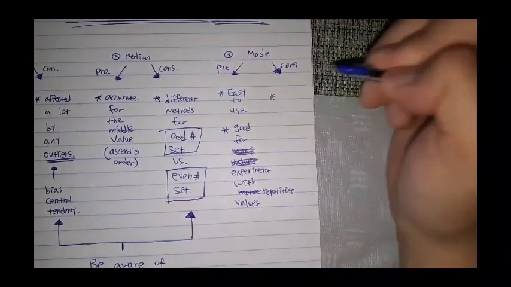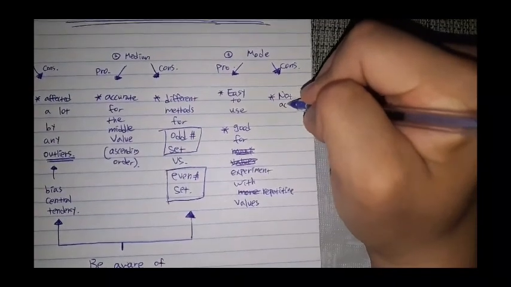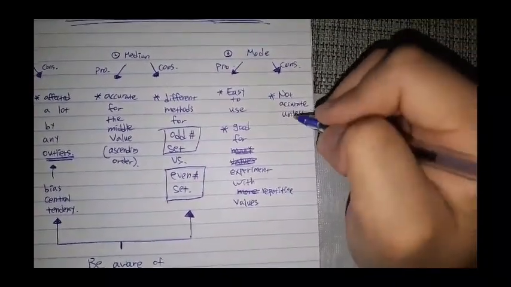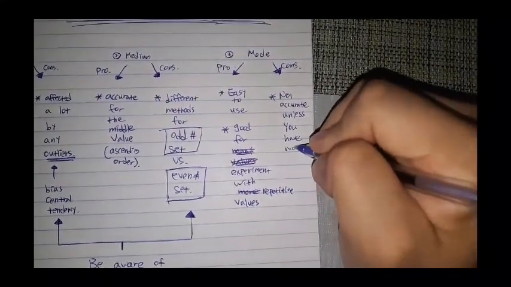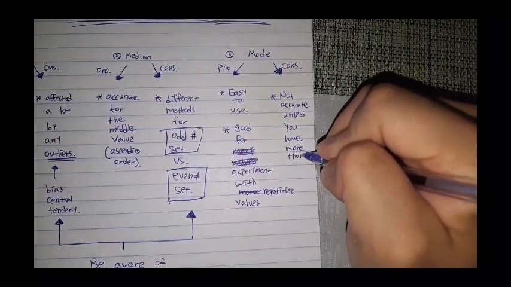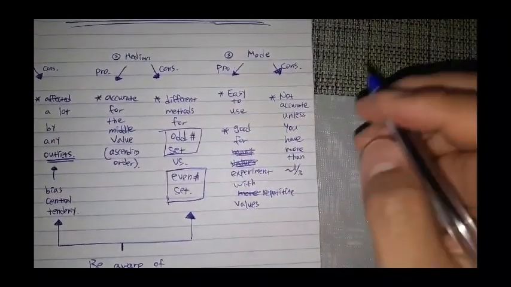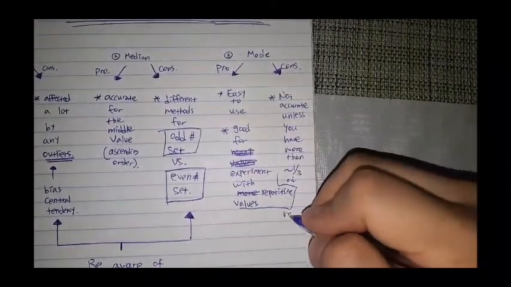The con, on the other hand, is that it is debatable and not accurate, unless you have more than 1/3 of repetitive values.